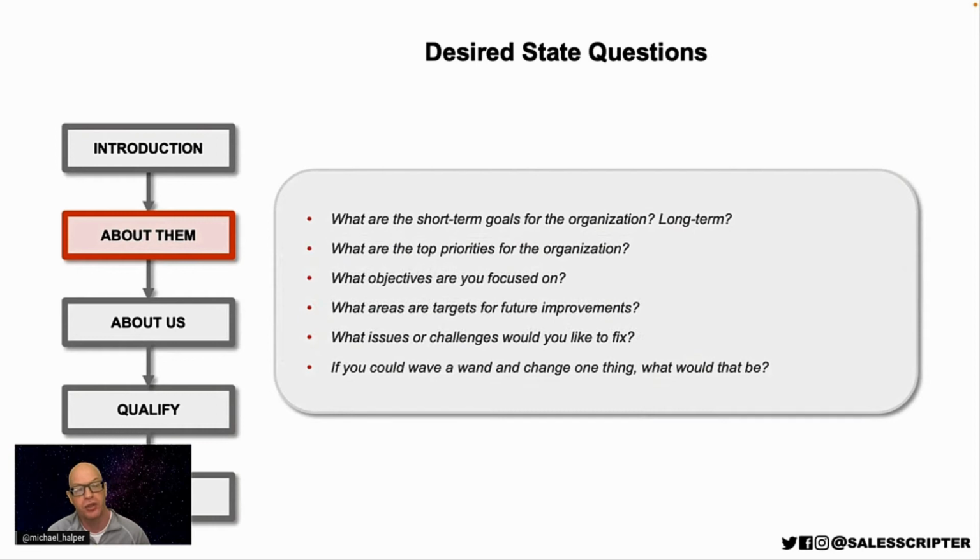After your pain questions, if you still have time left, you might want to ask desired state questions. So current state questions are kind of like what's going on today, what are they using today? Desired state questions are where do you want to go? So what are the goals for the individual or the organization? What are the priorities? And so these are really good questions to learn about what's going on and to try to figure out if you can help.